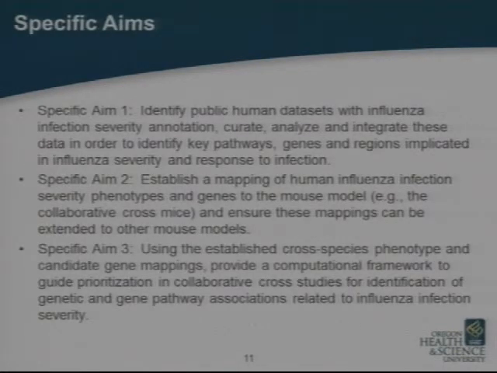To that end, then, I'm proposing the following specific aims for my thesis. The first is to identify public human data sets with influenza infection severity annotation, curate, analyze, and integrate these data in order to identify key pathways, genes, and regions implicated in influenza severity and response to infection. The second is to establish a mapping of human influenza infection severity phenotypes and genes in the mouse model, in this case the collaborative cross, and ensure that these mappings can be extended to other mouse models.